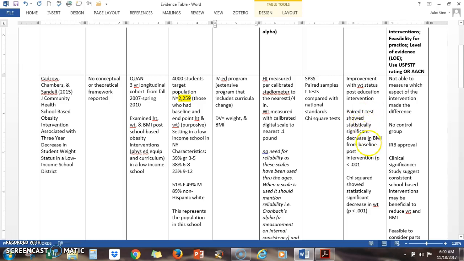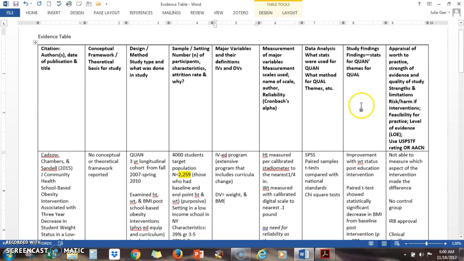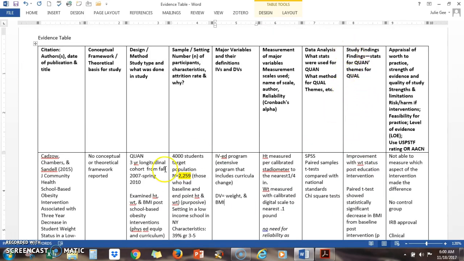And what I want to talk about is what we got with the dependent variable of BMI, so I mentioned it here, and the dependent variable of the weight, so I mentioned it here. Okay? So, again, this finding, this column, study findings, needs to tie back directly to the major variables. You're reporting your findings on these variables.